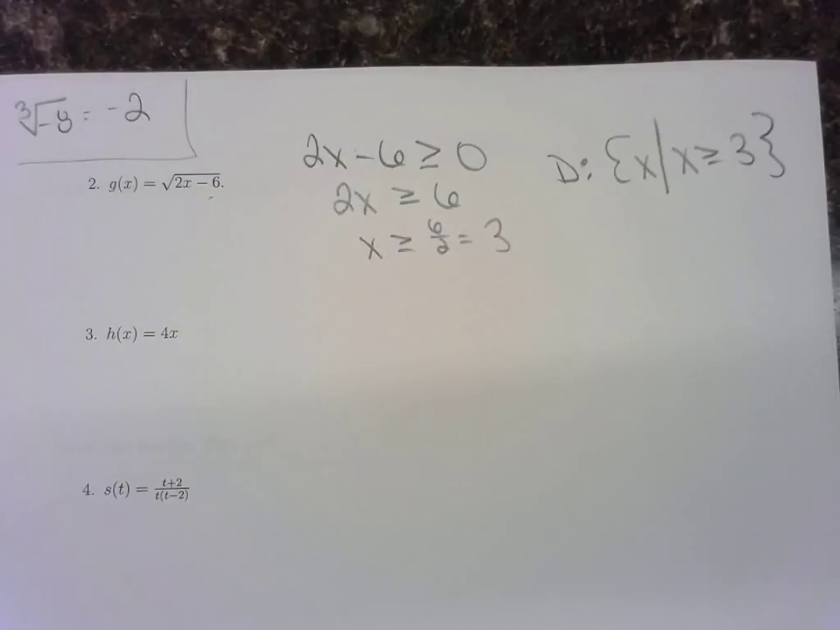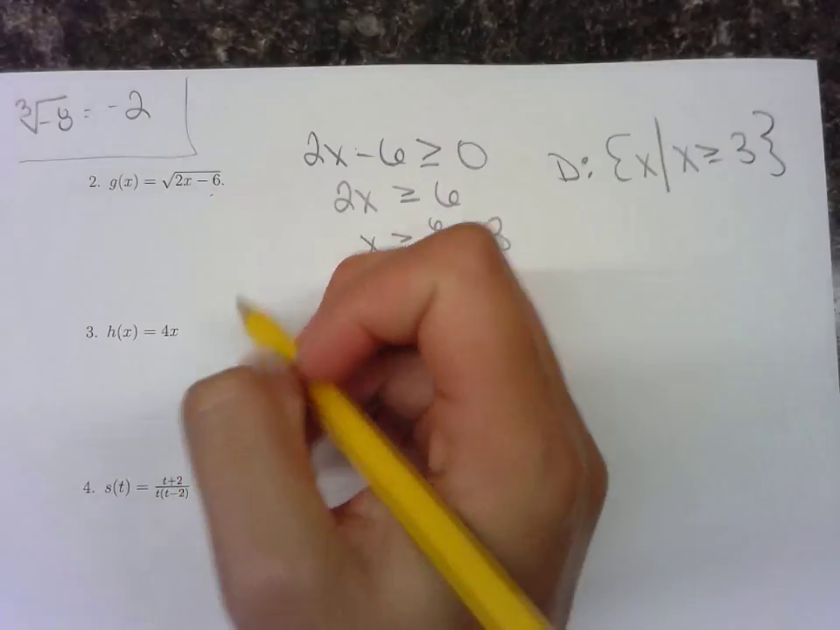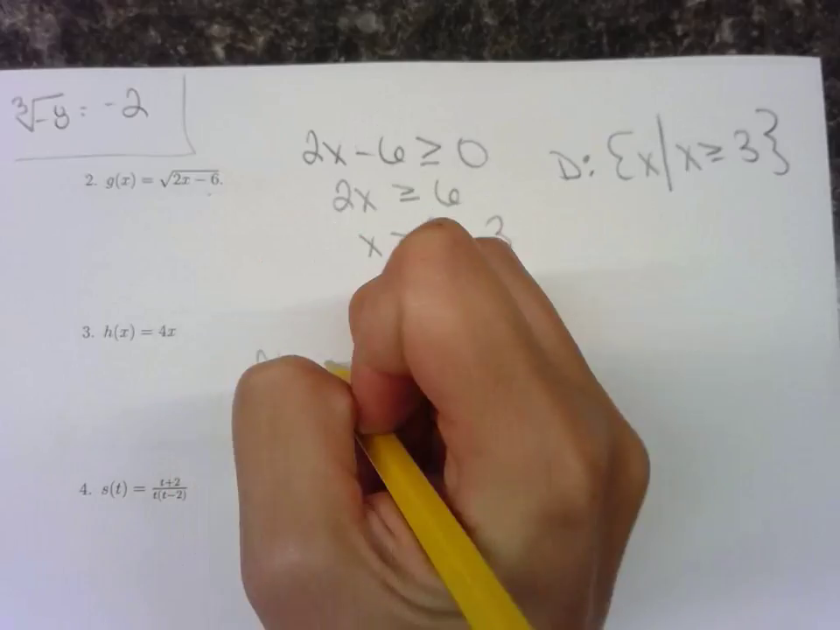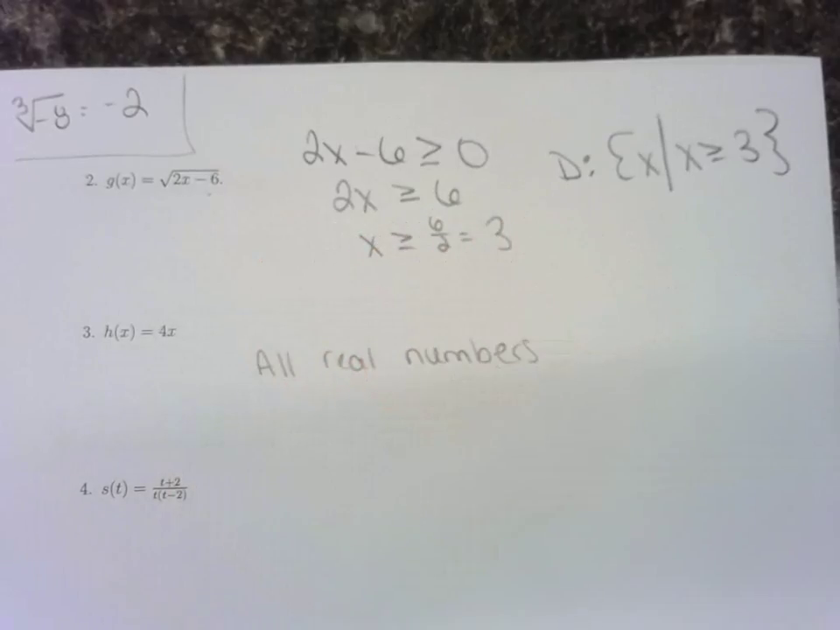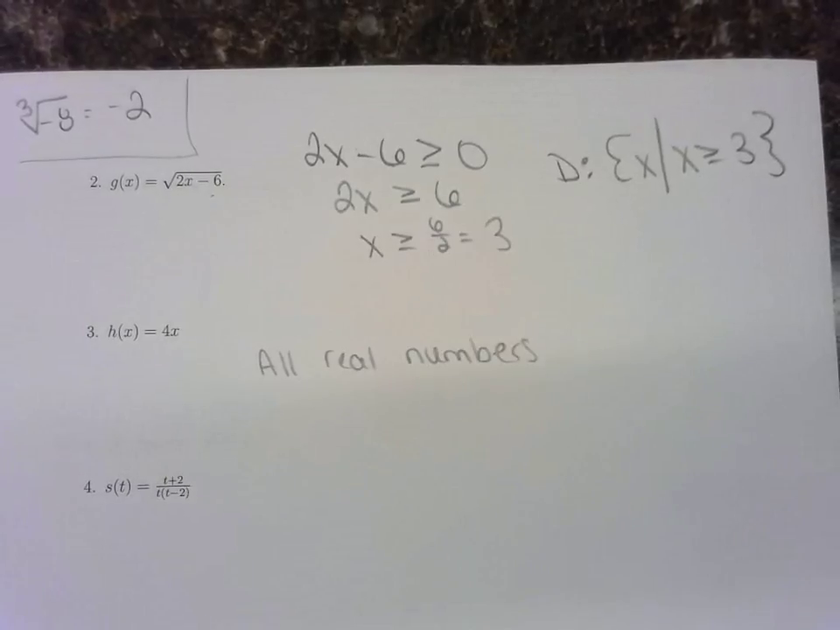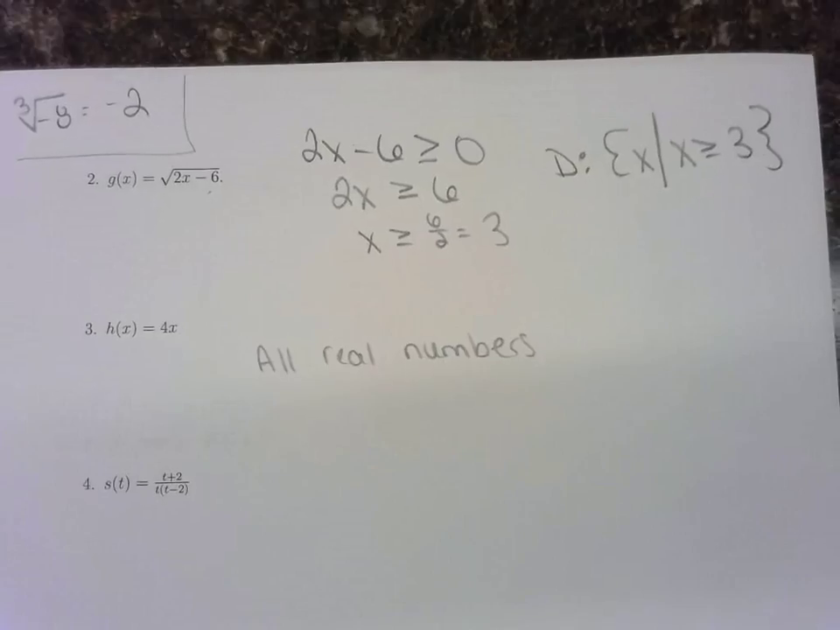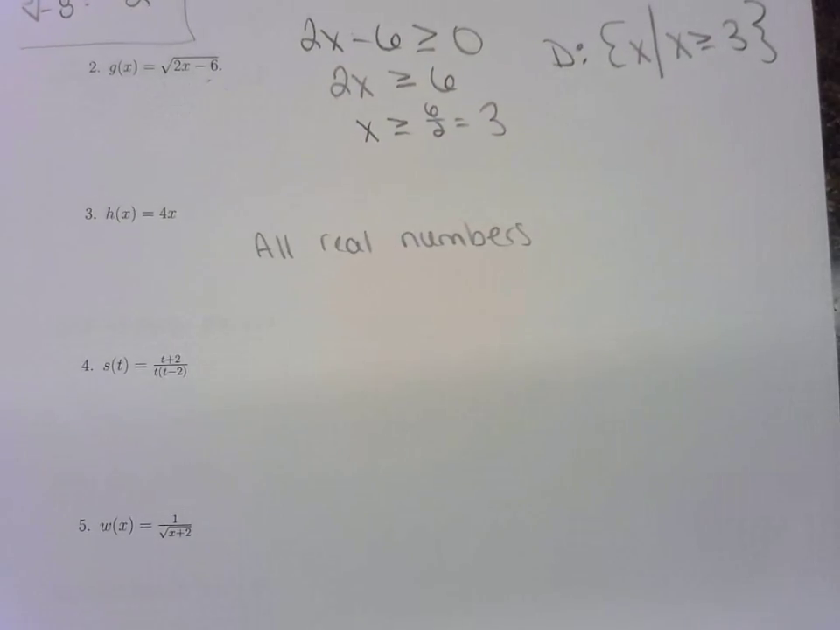Number 3, h of x equals 4x. We want to know the domain here. Notice we don't have a fraction. We also don't have an even root. So we don't have a rule for this. So I'm just going to put all real numbers, and I put in the word real just because we're not going to be using imaginary numbers right now. So there's no rule for this one. It can be any number. You can choose anything.